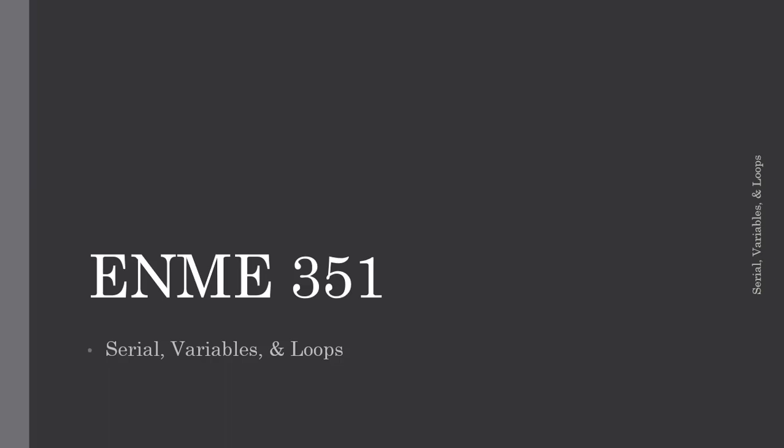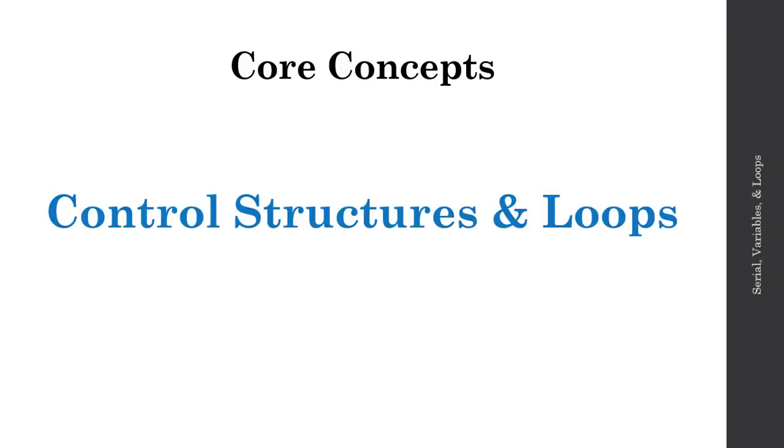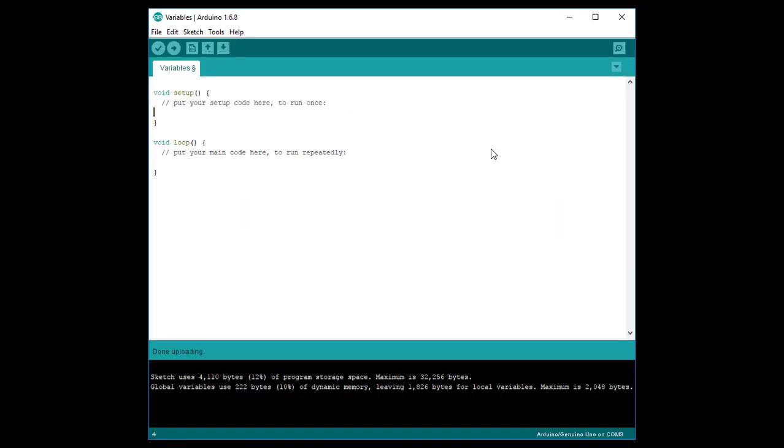Welcome to the final installment of our three-part series on serial communications, variables, and control structures and loops. This lesson focuses on control structures and loops. Control structures and loops permit execution of code in nonlinear fashions.